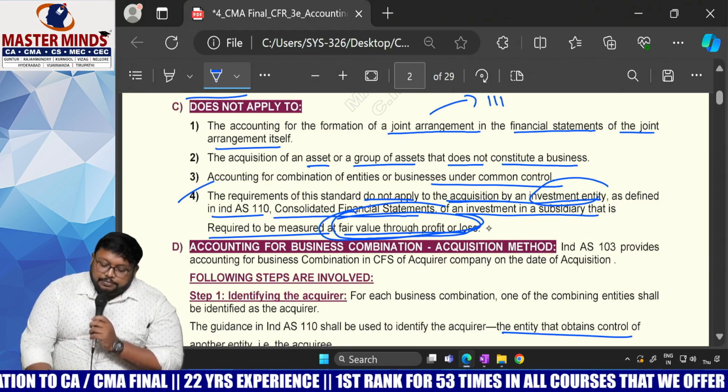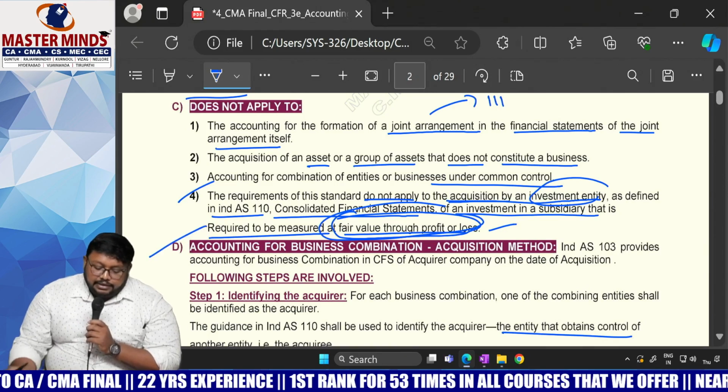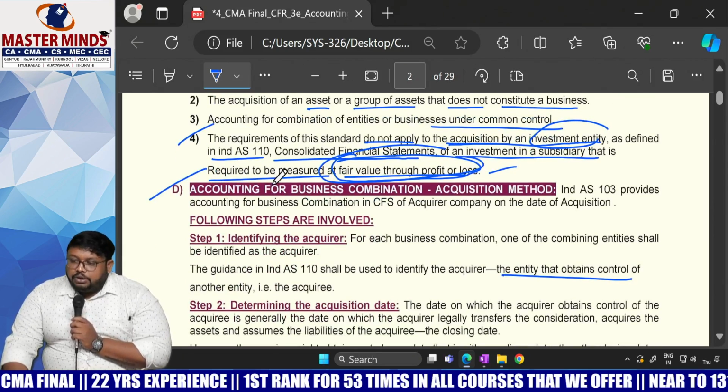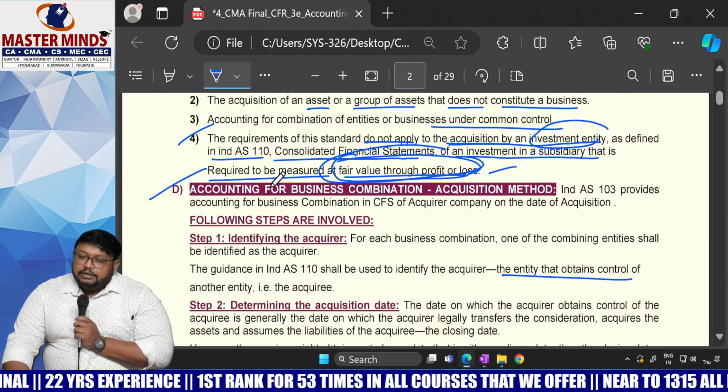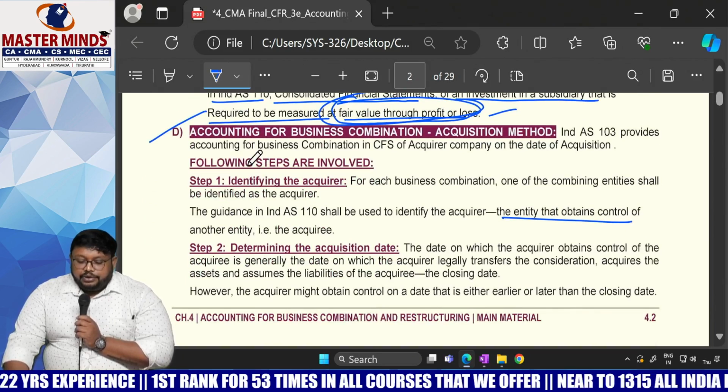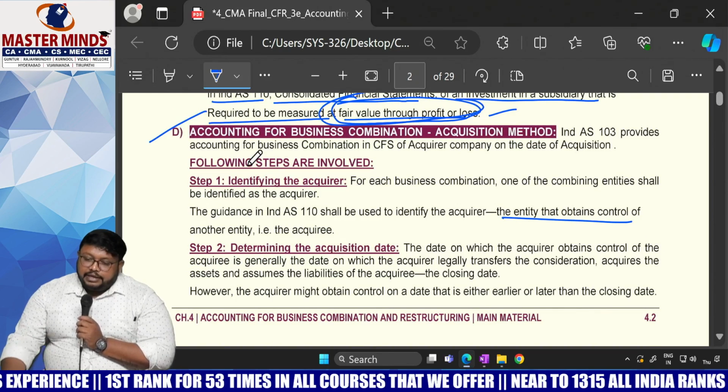Okay, so up to here. In the next session we will see accounting for business combination. Already we have done all the steps, the same things again we're going to discuss: identification of acquirer, acquisition date and all.